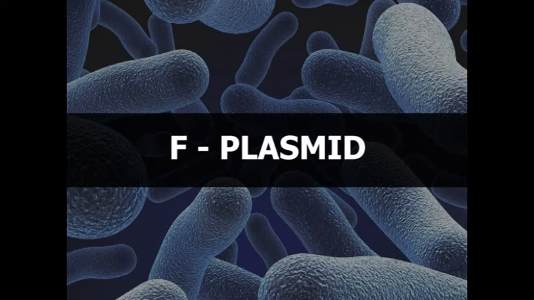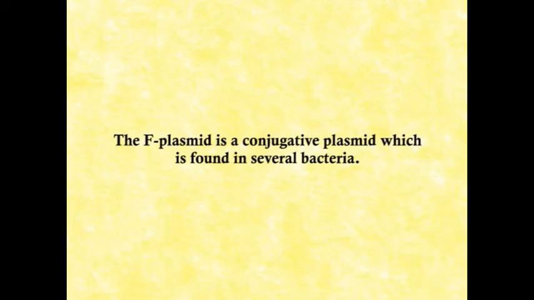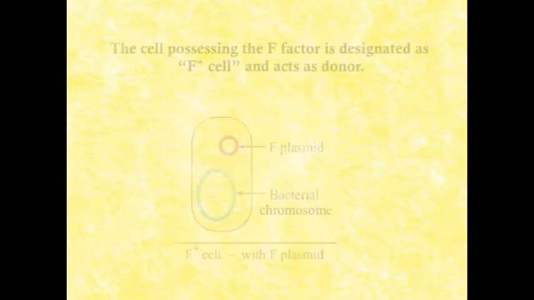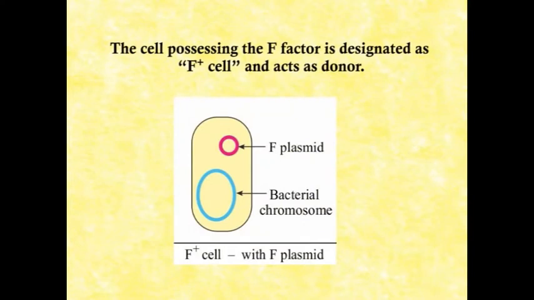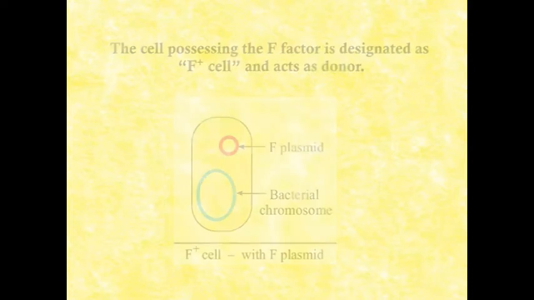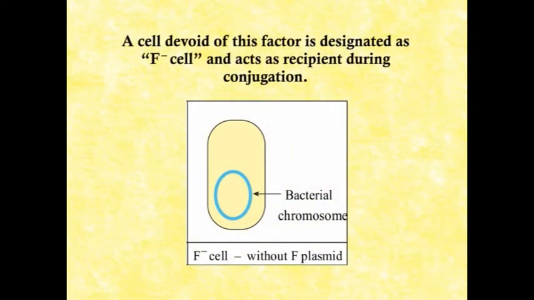Now we'll come to the F plasmids. The F plasmid is a conjugative plasmid which is found in several bacteria, and the cell possessing the F factor is designated as F positive cell and acts as the donor. A cell which is devoid of this factor is designated as F negative or F minus cell, and it acts as a recipient during conjugation. The cell possessing the F factor is the male, whereas the cell that does not contain the F factor is the female.